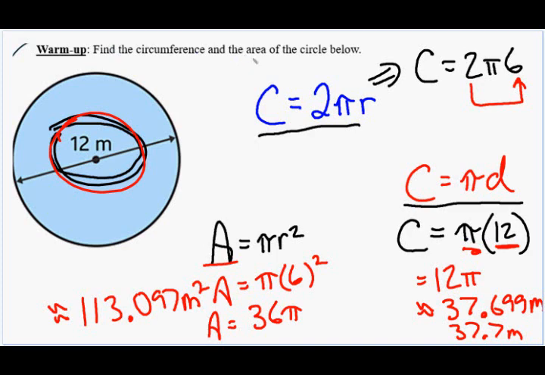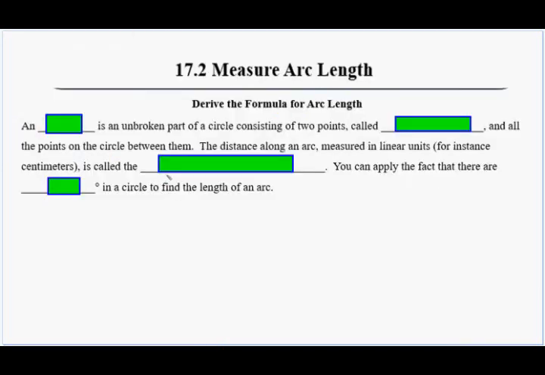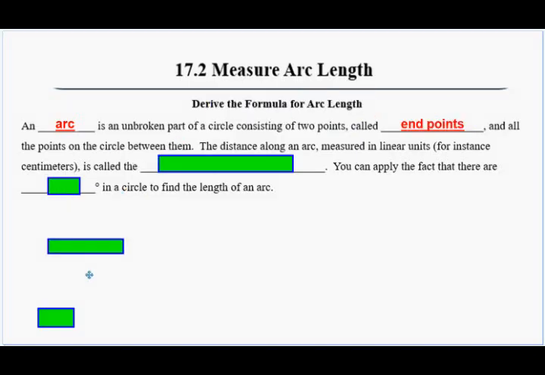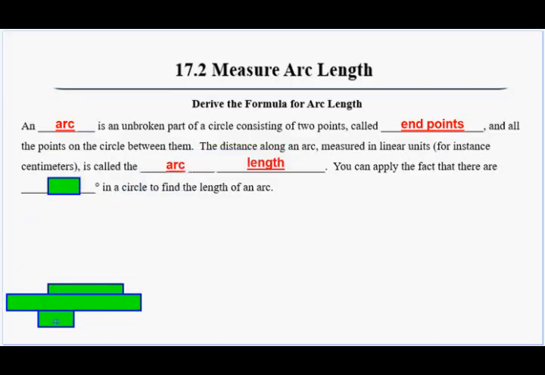Today we're going to find arc length, which is just a fraction of that full circumference. So a little fill in the blank. An arc is an unbroken part of a circle consisting of 2 points called the endpoints, and all the points on the circle between those endpoints. The distance along the arc, measured in some linear units like centimeters or meters or miles, is called the arc length. You can apply the fact that there are 360 degrees in a full circle to find the length of the arc.